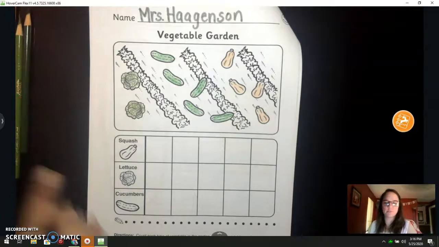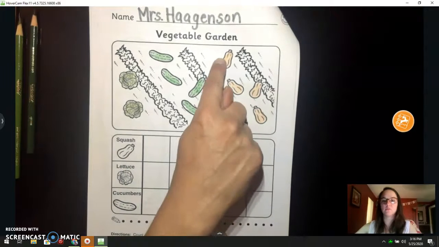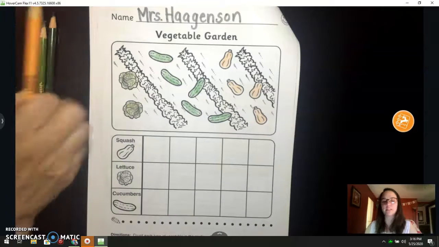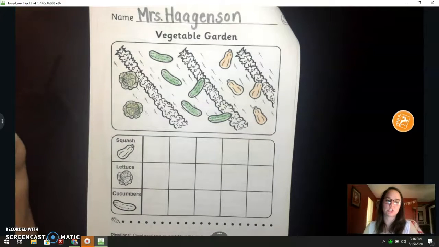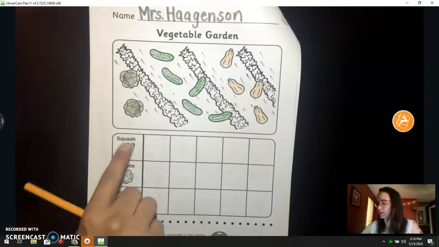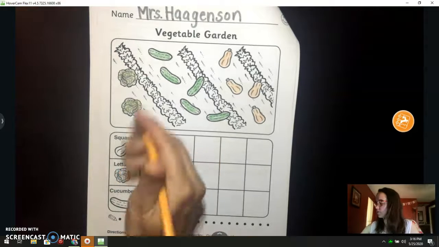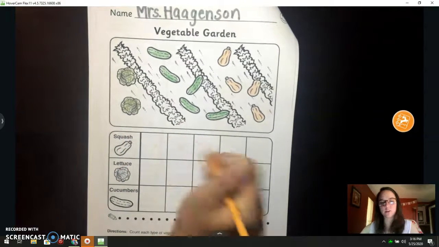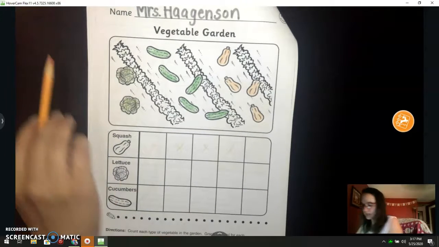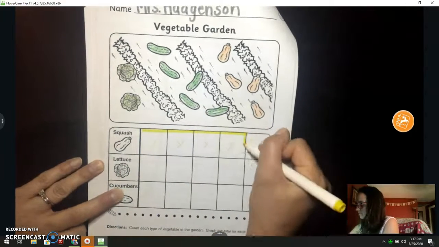So the first vegetable it wants us to count is this squash. Look up in the picture and count with me. 1, 2, 3, 4. So how many squares am I going to color for the squash? 4. 1 square for each picture. And this one doesn't count. So 1, 2, 3, 4. I'm going to put an X in them so that I know which ones to color. There should be 4 X's. And then I'm going to color it with a marker so you can see better. That color is harder to see.